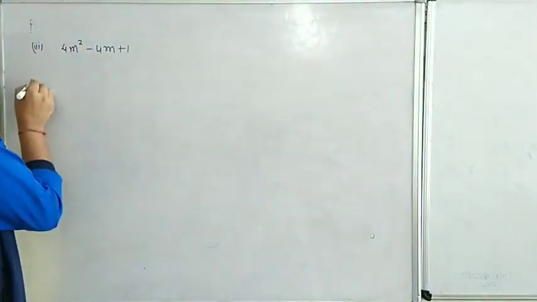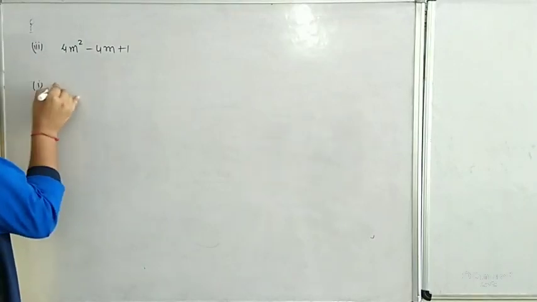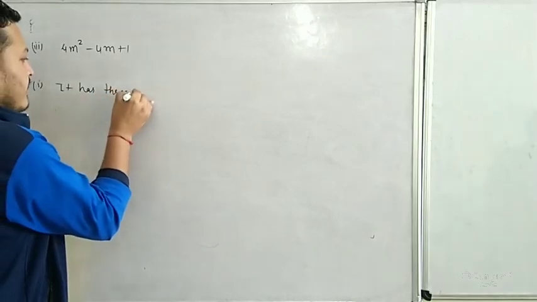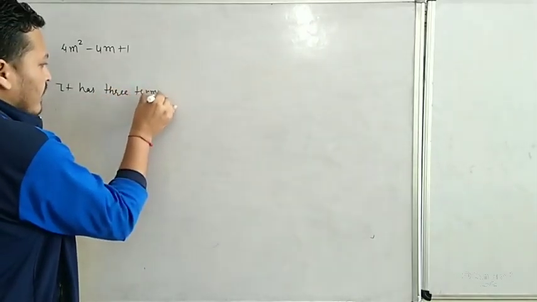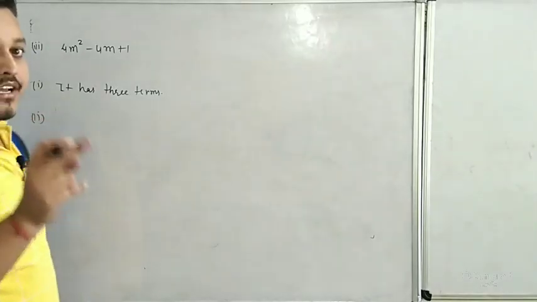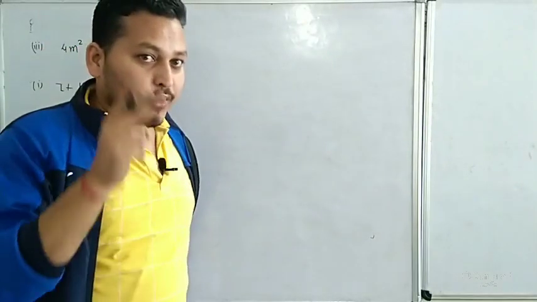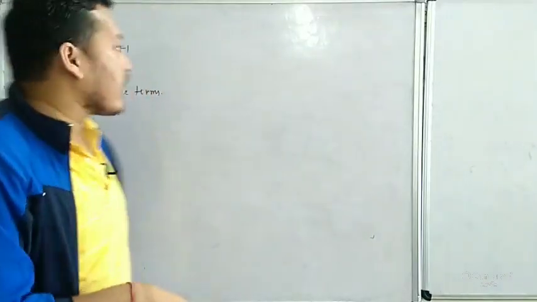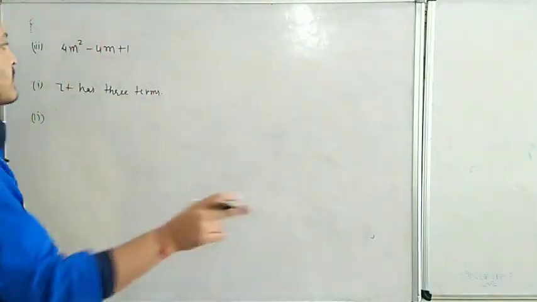So first condition, as you know, what is the first condition? It has three terms. Okay, good, it has 3 terms. Second condition, out of the three terms, 2 terms must be perfect squares. Out of the 3, 2 must be perfect.